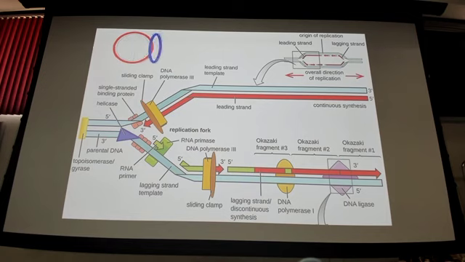I have the same question. Okay, yeah. Does that make sense? It does. Okay. All right, any other questions about this figure on DNA replication? Okay.